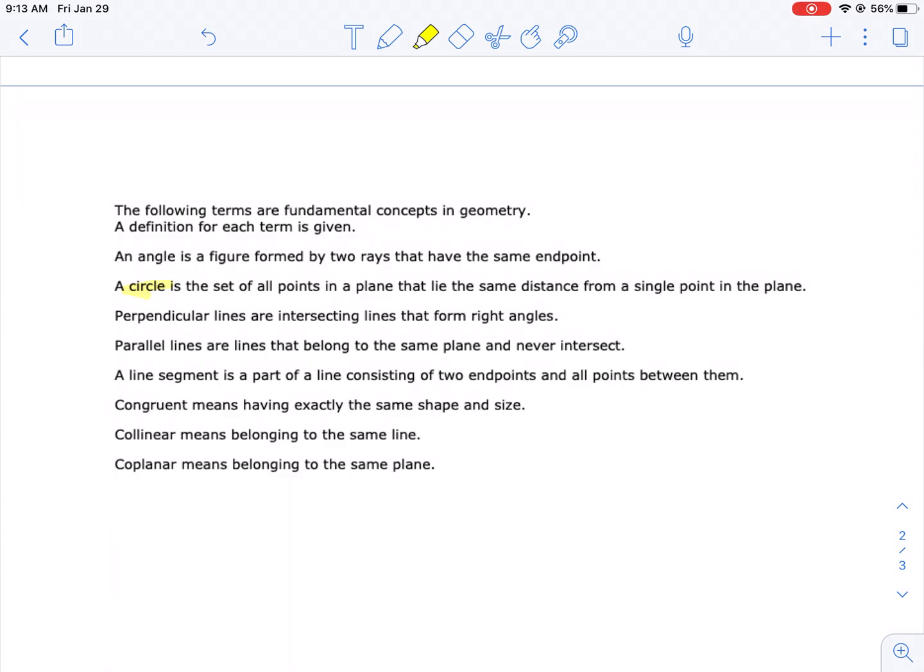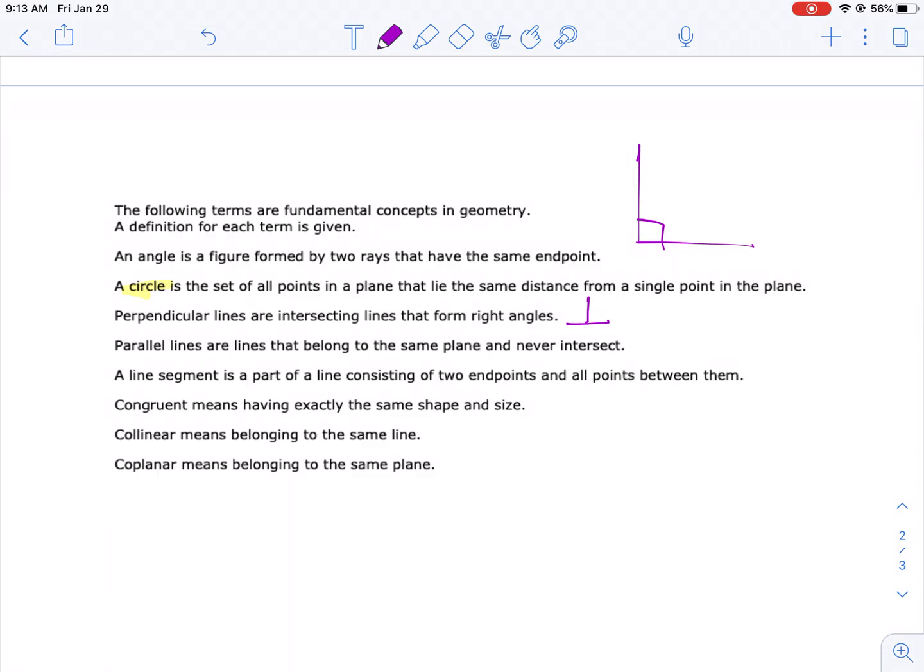Perpendicular lines are intersecting lines that form right angles. The symbol for perpendicular is upside down capital T. You can tell two lines are perpendicular if we put a box there that shows it's 90 degrees. Parallel lines, they belong in the same plane, but they never intersect. A line segment is part of a line that has a beginning and an end.